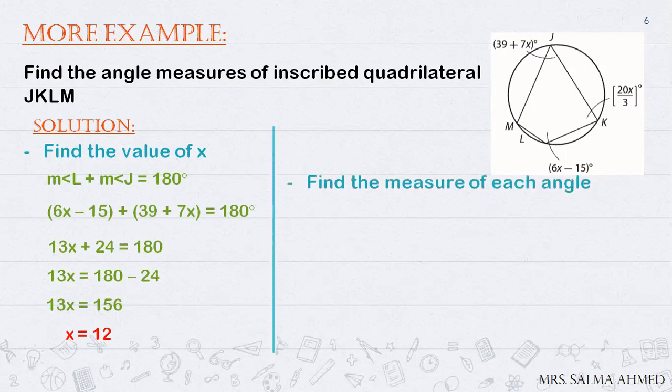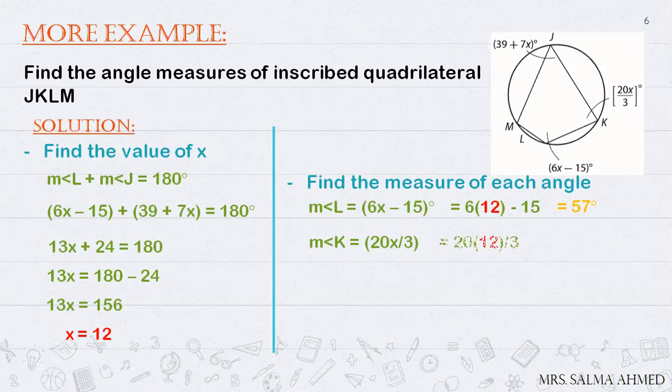Now I'm going to find the measure of each angle. By substituting the x in each angle, I can find measure of angle L, which is 6x minus 15. It gives me 6 times 12 minus 15, which gives me 57 degrees. Measure of angle K, which is 20x divided by 3. So I'm going to replace the x by 12. It will be 20 times 12 divided by 3. That gives me 80 degrees. Now I'm going to get measure of angle J, the same idea to replace the x. So it will be 39 plus 7 times 12. It gives me 123 degrees.